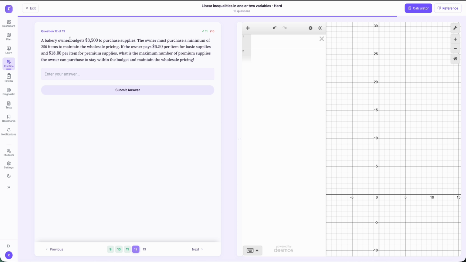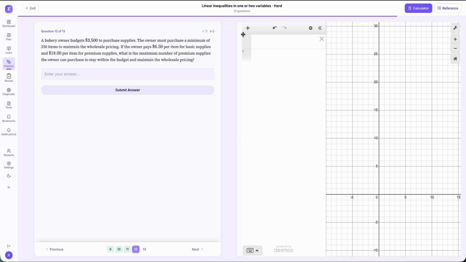A bakery owner budgets $3,500 for supplies. The owner must purchase a minimum of 250 items to maintain its wholesale pricing. If the owner pays $650 per item for basic supplies and $18 per item for premium supplies, which of the following is the maximum number of supplies the owner can purchase within the budget and maintain the wholesale pricing?